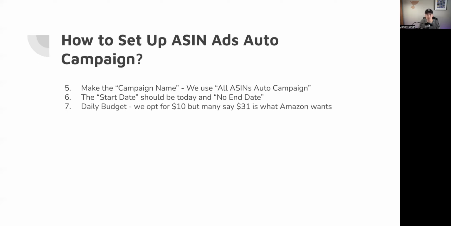Now, for daily budget, we actually use $10 as our daily budget because we didn't want to spend any crazy amounts on ads for some of these arbitrage products that don't have a bunch of profit in them anyway. I mean, there might be some where we make $2 profit. So why would I spend a bunch on ads for these products? And we typically don't even go over that $10 amount.